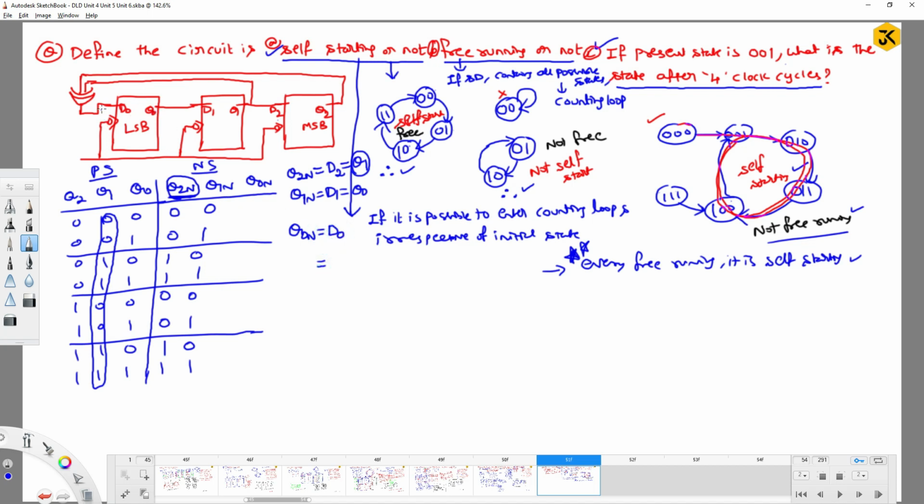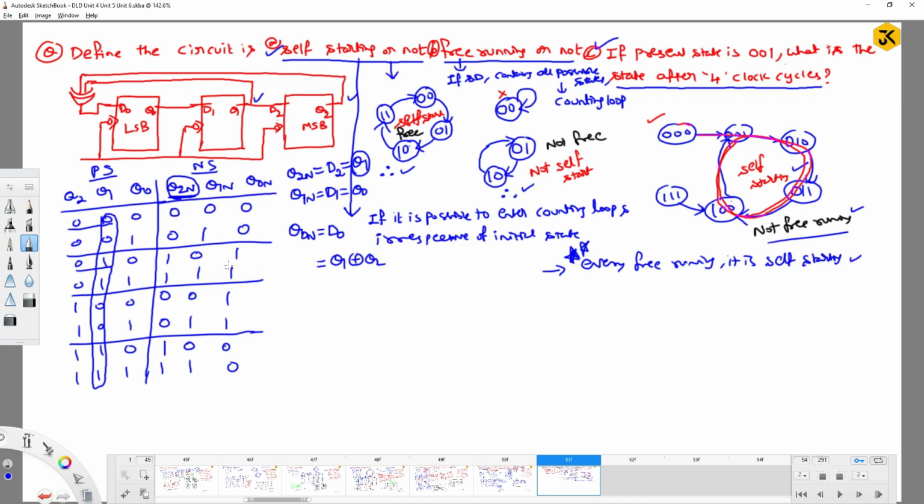But what about the D0? D0 is XOR operation of Q1 and Q2, right? So XOR operation of Q1 and Q2 means that when both are same, your result is going to be 0. When both are different, your result is going to be 1, right? So Q1 and Q2 same, so it is 0, it is 0, it is going to be 1, 1, it is 1, 1, it is going to be 0, 0.